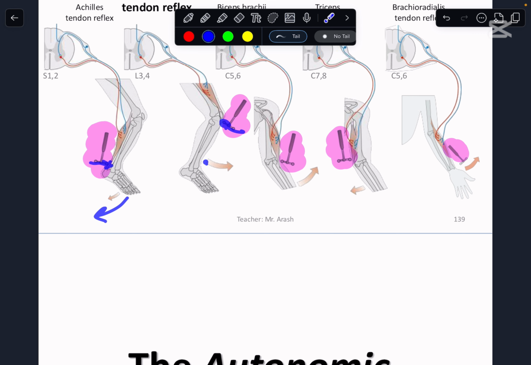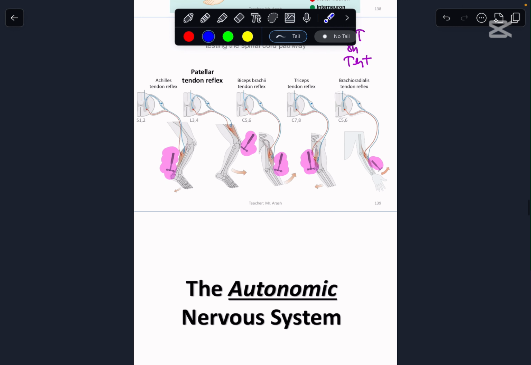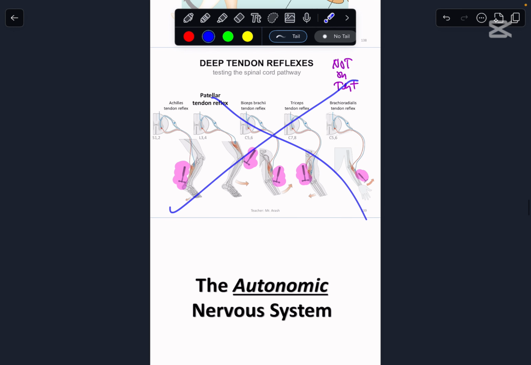If you hit them here, their leg goes this way. For the bicep, it goes this way. For the tricep, it goes this way. For the wrist, it should go this way. Something like that. But you don't need to know for this.